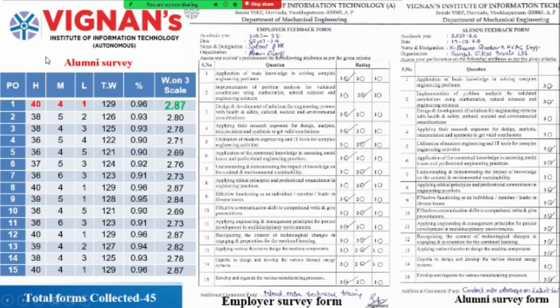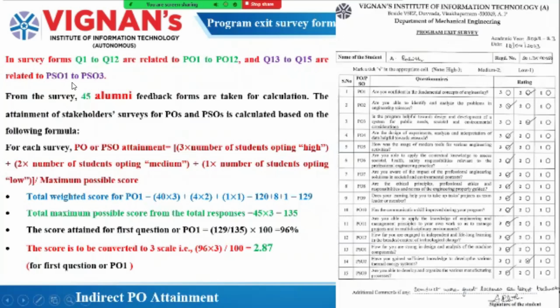Let's see the calculation. See here, this formula is also similar to the earlier CO attainment. See here, 3 into the number of students opting high, 2 into the number of students opting medium, 1 into the number of students opting low, divided by the maximum possible score. Means 40 into 3, 4 into 2, and 1 into 1. So like that you will get the total weighted score.